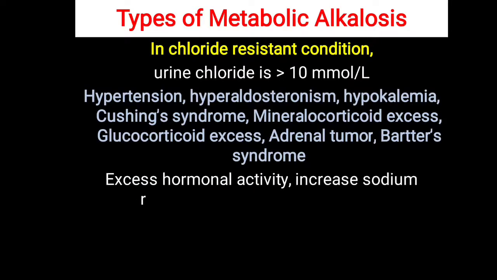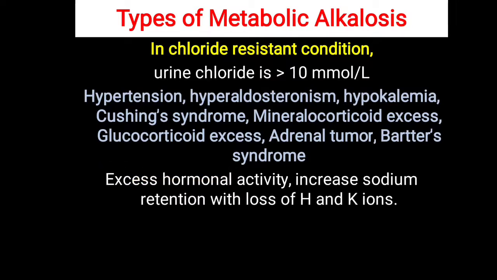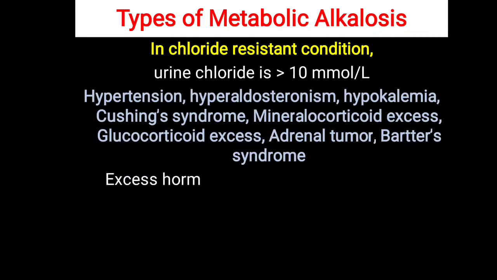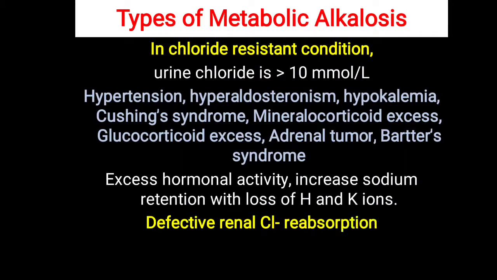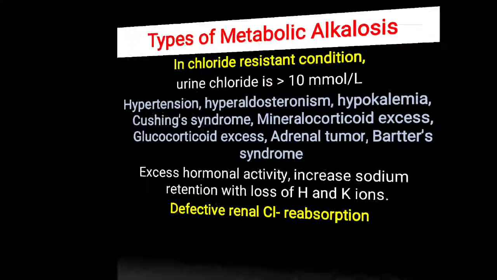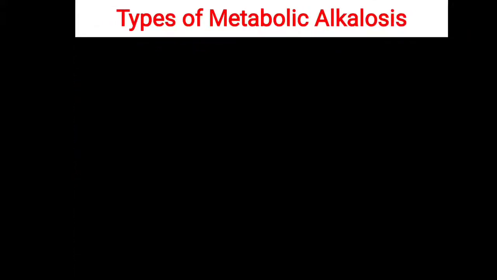In this, basically excessive hormones, particularly glucocorticoids, mineralocorticoids, as well as aldosterone, are secreted. That can lead to sodium retention with loss of hydrogen and potassium, and this will also affect chloride reabsorption. So chloride reabsorption from the kidney is defective, and excessive chloride will be excreted in the urine. That is called the chloride-resistant type of metabolic alkalosis.